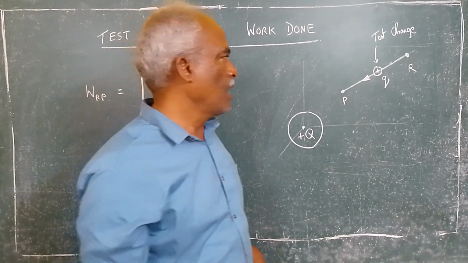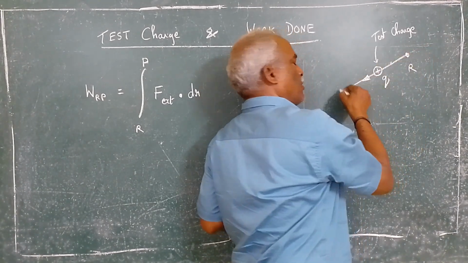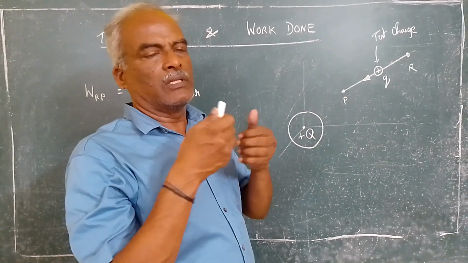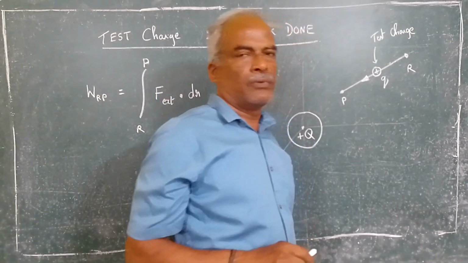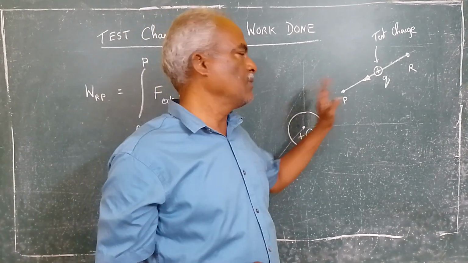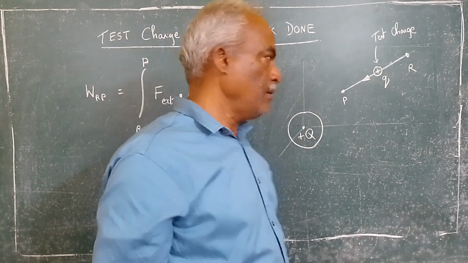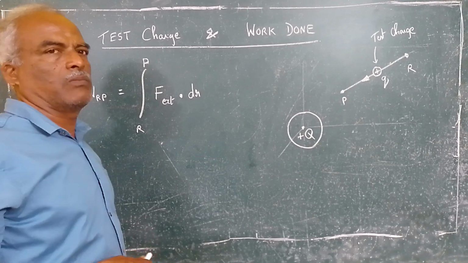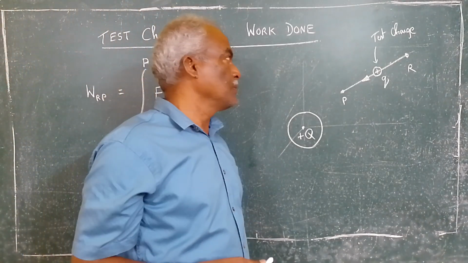Suppose I try to move this test charge from point R to point P. So a work has to be done. Because both are positive, there will be a repulsive force. Similarly, if both are negative, also you will see a repulsive force. And positive and negative will be an attractive force. Just to explain how work done is defined, we assume that both the charges are positive. So here we assume both the charges are positive.